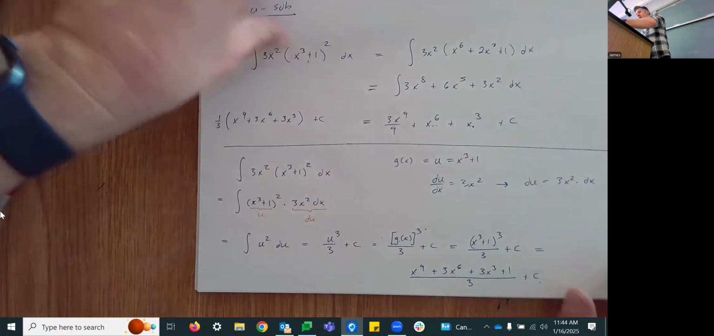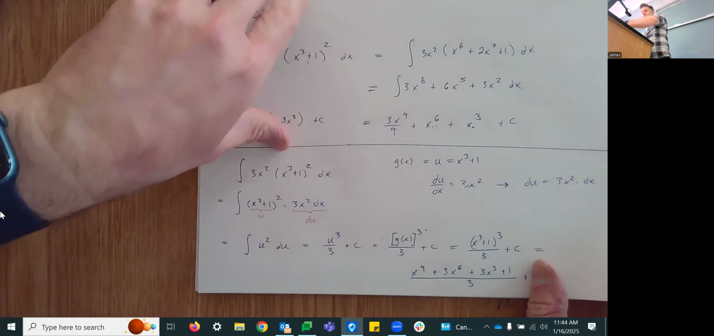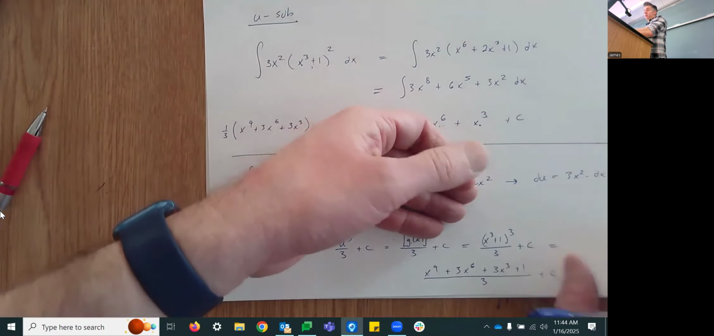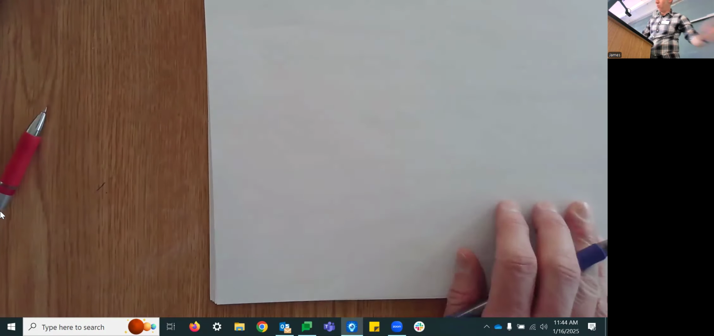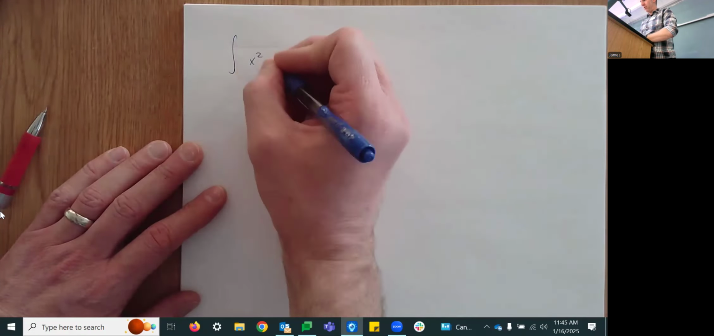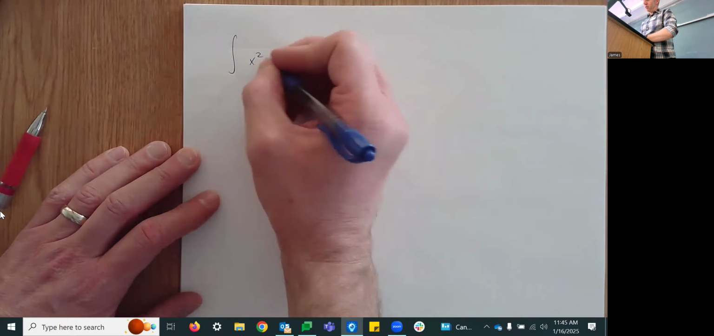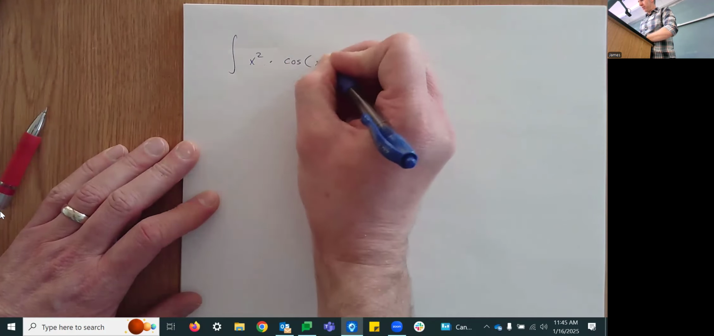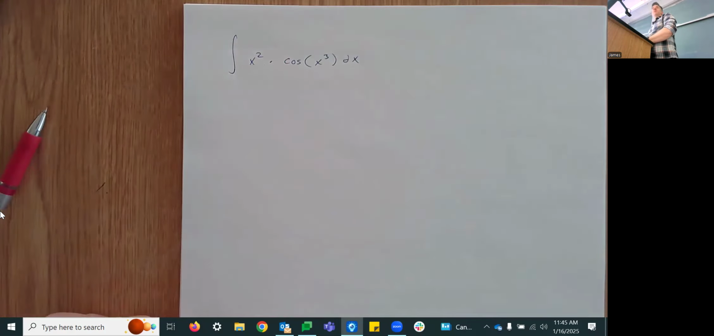Okay, so what if we could turn the page here? What if we want to find the integral of x squared times cosine of x cubed? Well, same idea. I still have the same things happening here. I have x cubed being stuck inside a function, and its derivative.